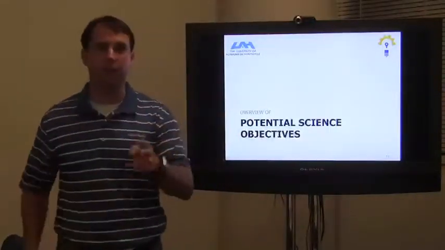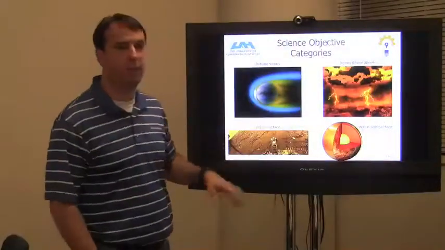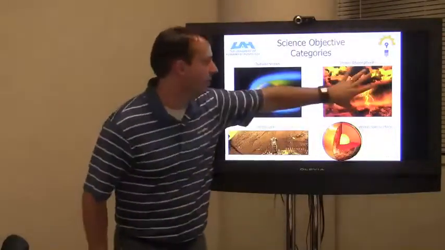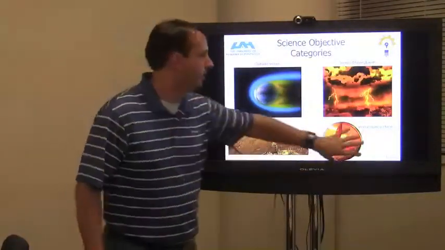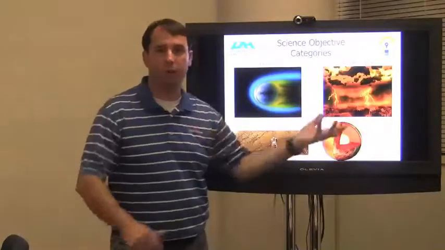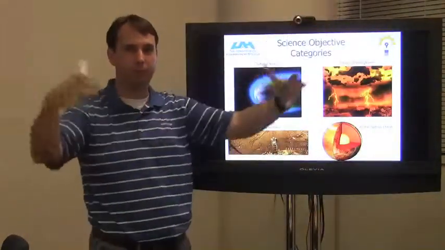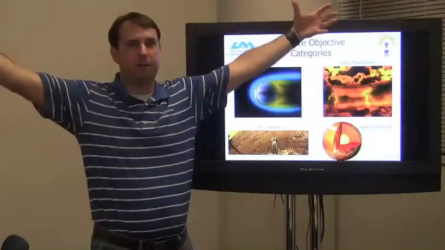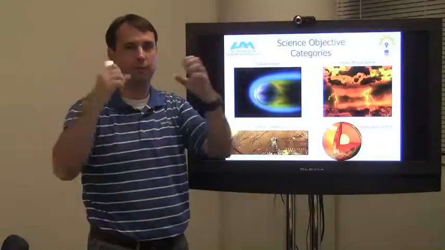So for potential science objectives, I've grouped them into 4 major categories: outside Venus, atmosphere of Venus, surface of Venus, and then Venus subsurface. Okay, 4 major categories. We're starting on the outside and going down basically. So outside, atmosphere, surface, and then inside.